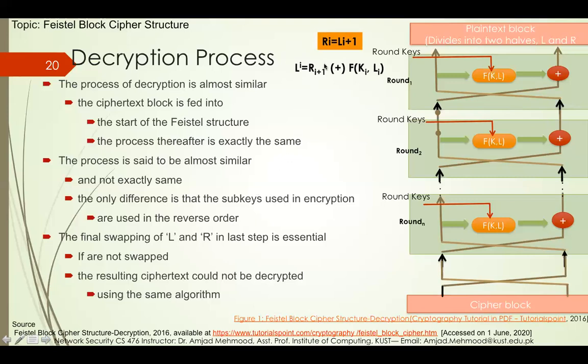Now, these are the formula for decryption. Here you can see that the next L will be the previous R, and here you can see that on the right side you will perform the reverse operation which you performed in the encryption. This is the reverse operation which we performed in the process of decryption.